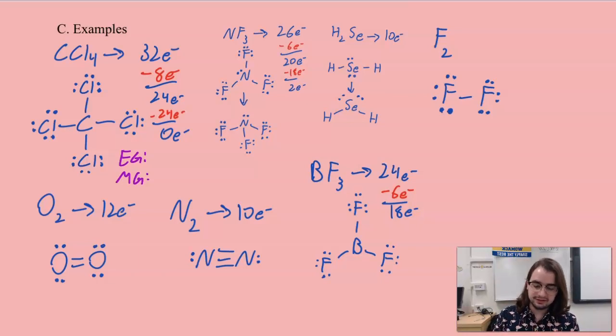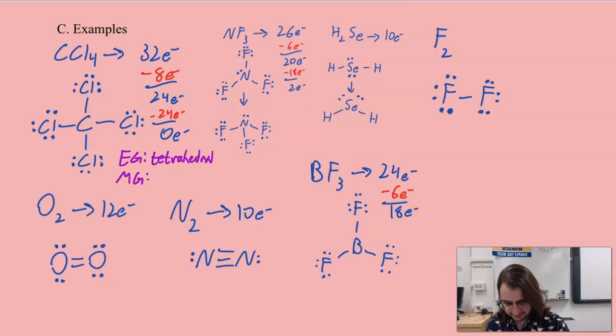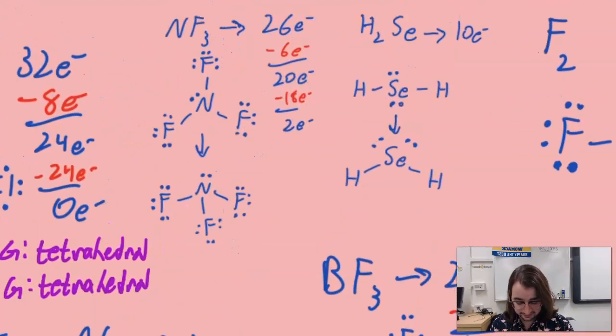So for example, if we're looking at CCl4, I have 4 things attached to the center atom, which means the electron geometry has to be tetrahedral. So I've got to spell that out, tetrahedral, just like that. The molecular geometry, because there are no lone pairs, is then the same as the electron geometry. It's also tetrahedral.